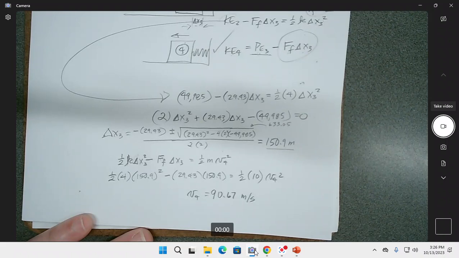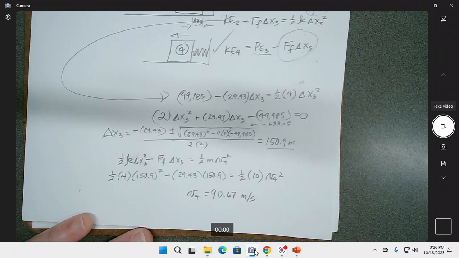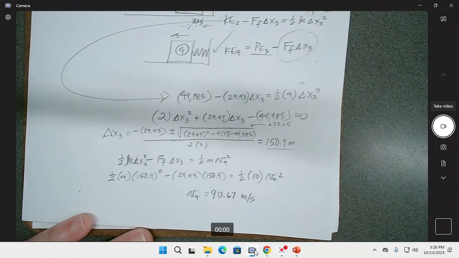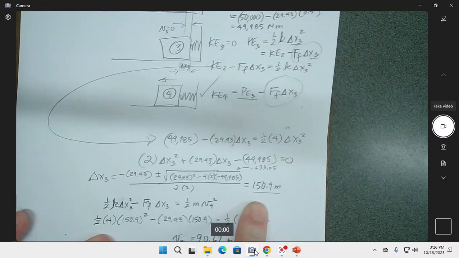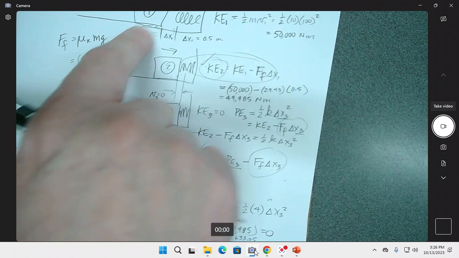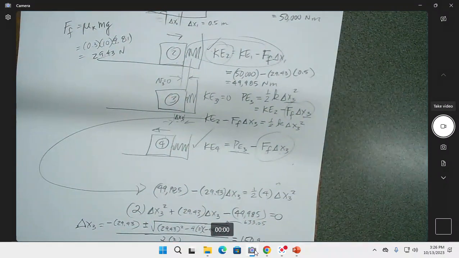Does that make sense? Did that solve the thing that you're... Yeah, can we now just get the total distance that it traveled? The total distance that it traveled would just be from where it started, the total distance it traveled.